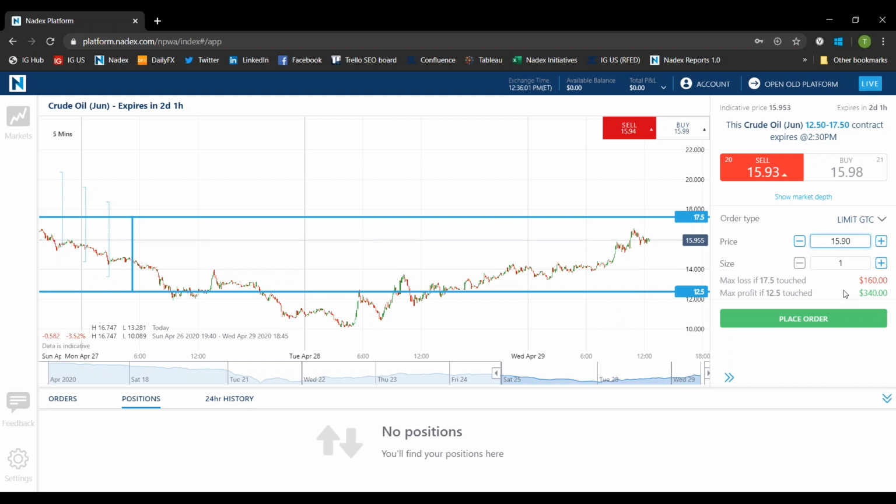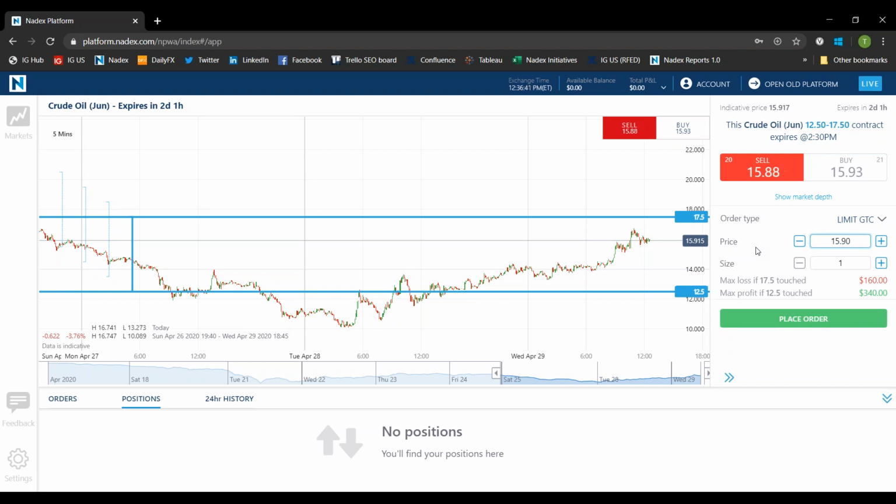Now, the question then begets itself: what happens if oil finishes in between these boundaries and it never touches one of the boundaries? In that case, my profit or loss would be the difference between the price that I sold it and the price that it settles at the end of the week. So if I sold it at 15.90, this is my order, and it jumps between these two boundaries, and somehow at the end of Friday it settles at 15.90, my contract goes away. I didn't make anything, I didn't lose anything.